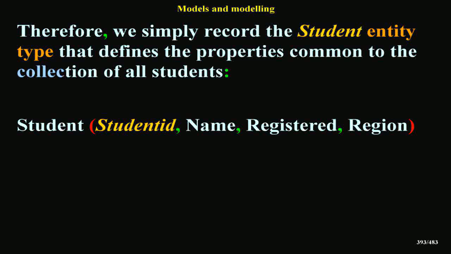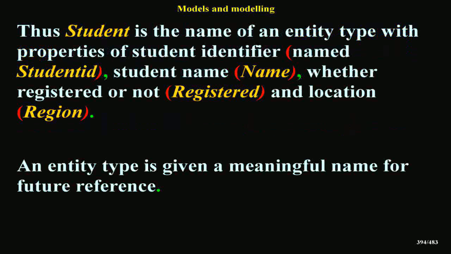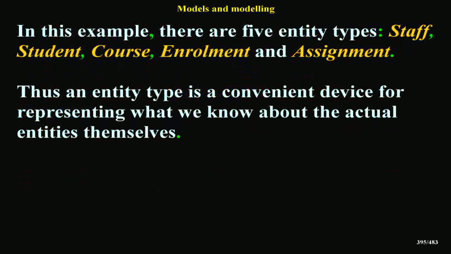Student (studentid, name, registered, region). Thus student is the name of an entity type with properties of student identifier, studentid, student name, whether registered or not, registered, and location, region. An entity type is given a meaningful name for future reference. In this example, there are 5 entity types: staff, student, course, enrollment, and assignment. Thus, an entity type is a convenient device for representing what we know about the actual entities themselves.